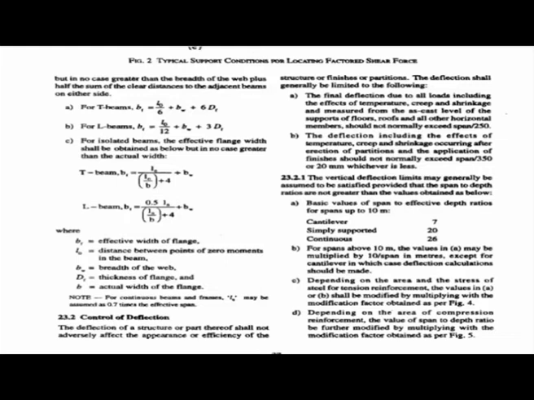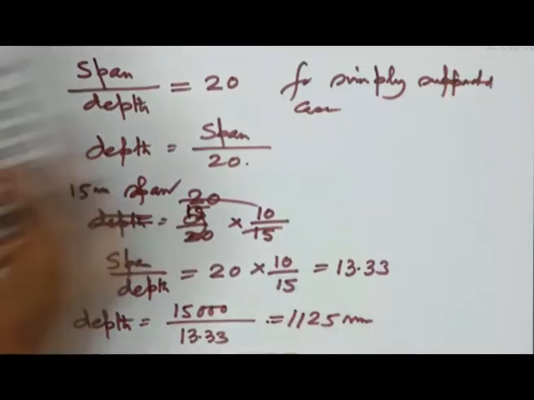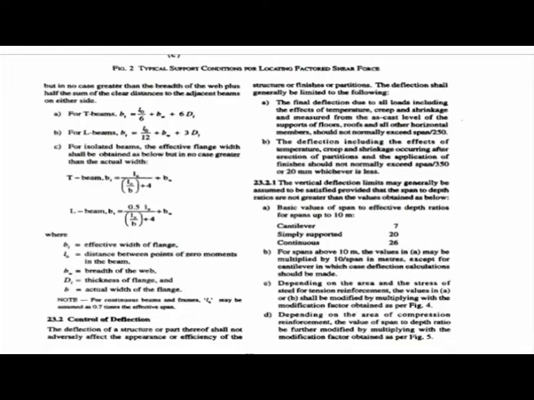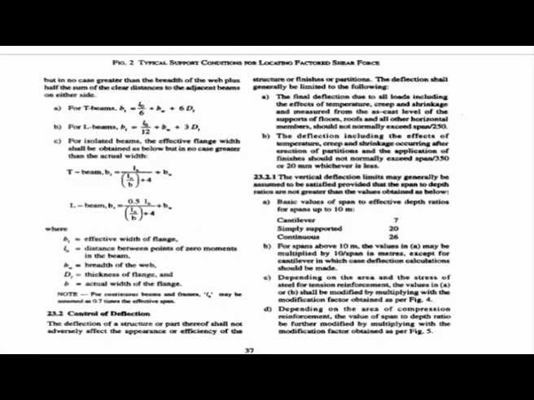So for the 15 meter span, depth will be equal to 15,000 millimeter by 13.33. Since this 20 has become less, the depth will be more, which comes as 1125 millimeters, roughly. So approximately you can consider 1125 millimeters. As you can understand, we can use this clause of the code to find the initial guess of the depth, because you have not yet done the bending moment analysis and other things.